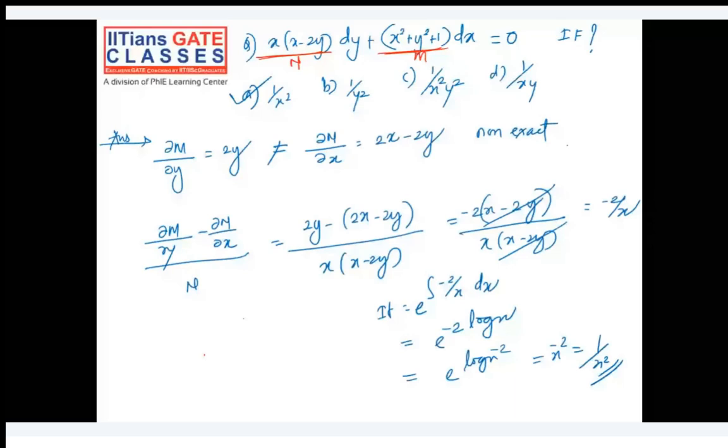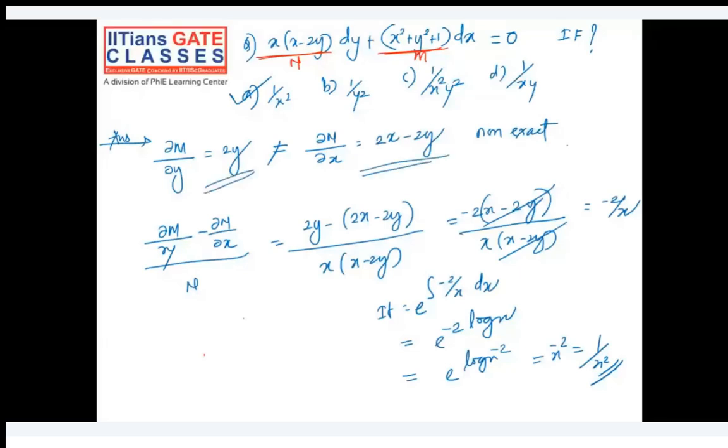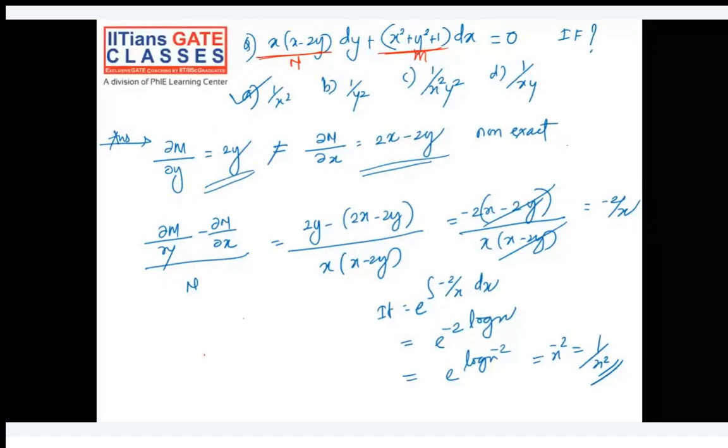First take, let's say, differentiation of M with respect to y minus differentiation of N with respect to x. So ultimately you will realize that you will get terms in the form of subtraction of x and y, right? And now think which term you can use, either of N and M, in division, so that there is a chance of cancellation of those terms, and you will get the function in the form of either x or y.